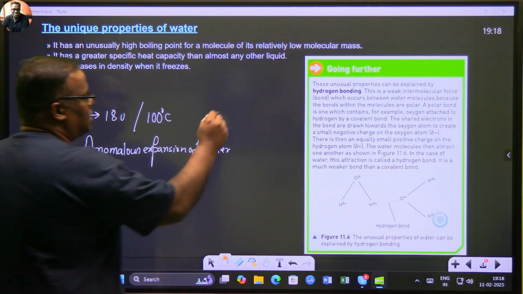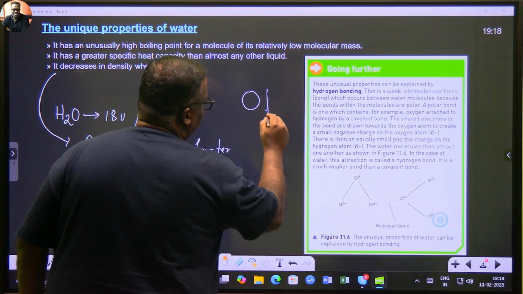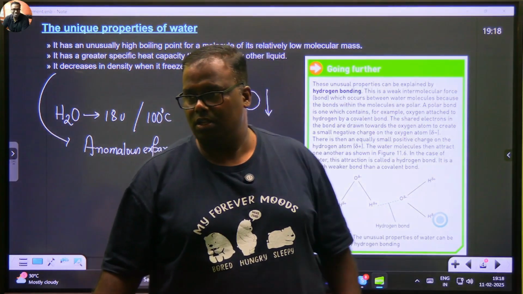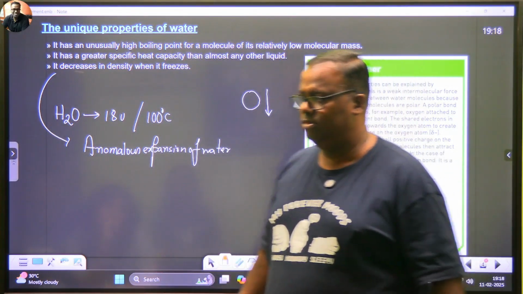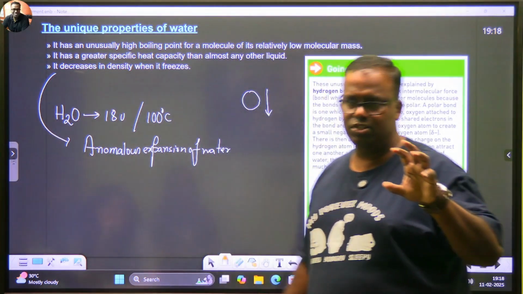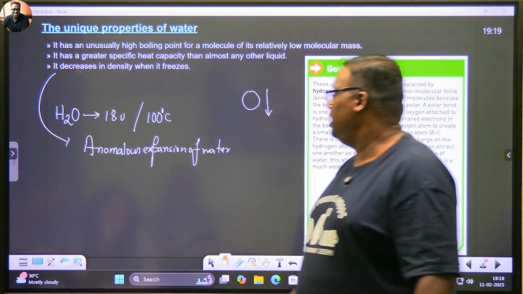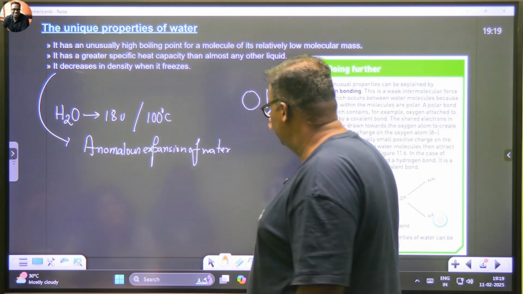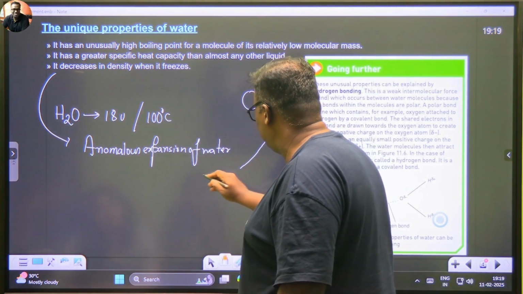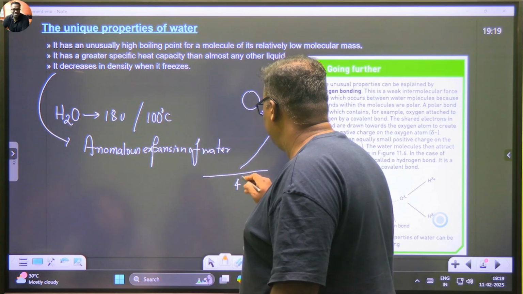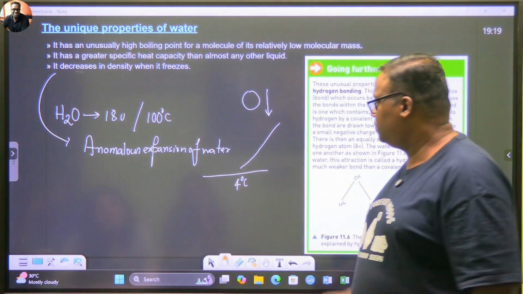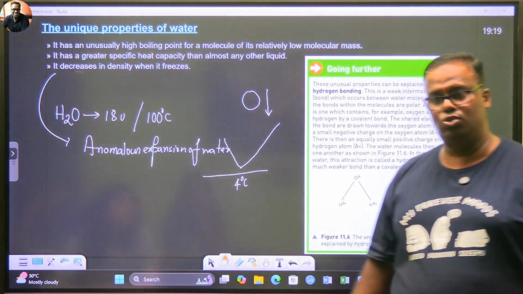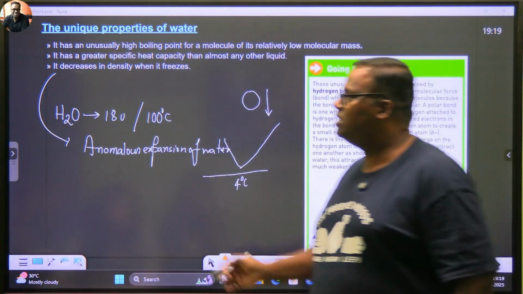If I take a substance and I start cooling it down, what should be the impact on volume? If you cool a substance, what should be the volume? The volume should decrease. Like in ice cream, you're cooling, it should freeze, freeze, freeze. In the case of water, as you start cooling water, water's volume decreases, decreases, decreases up to a temperature of 4 degrees centigrade. After 4 degrees centigrade, water's volume starts increasing. Very unusual.